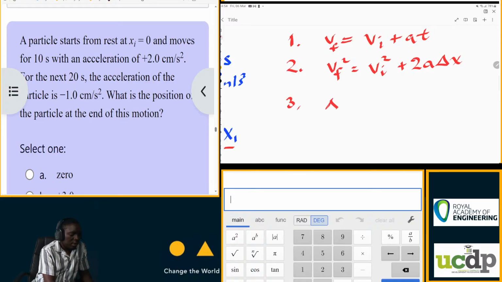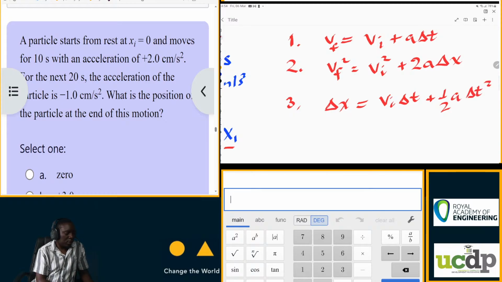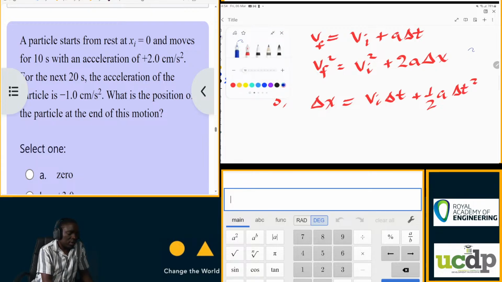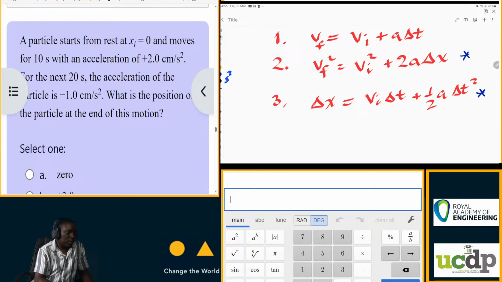Equation 3 is in terms of delta x equals V initial times delta t, so this t can be delta t, still the same, plus half acceleration times delta t squared. Those are our main equations. And so we can find displacement from either equation 2 or equation 3.